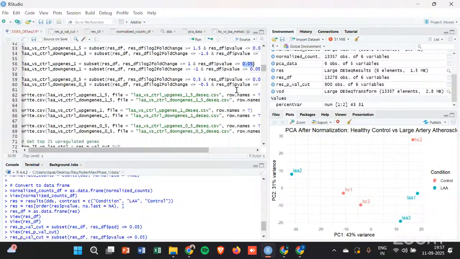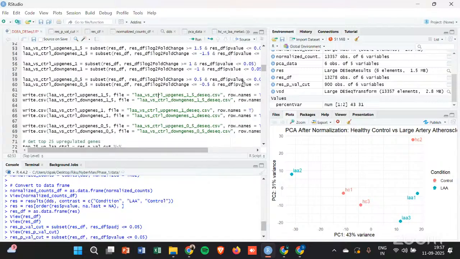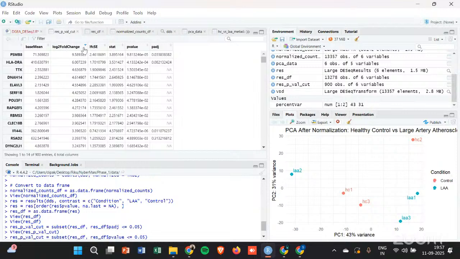Sir, I have a doubt regarding the fold change, log2 fold change. Whether we need to stick with log2 fold change or fold change in reporting? Some papers report log2 fold change, some papers report absolute fold change.